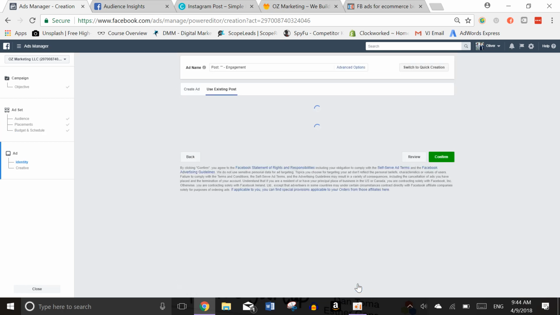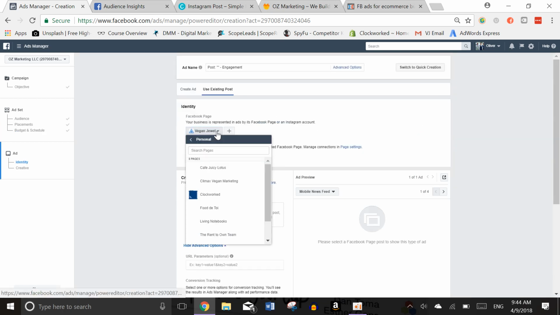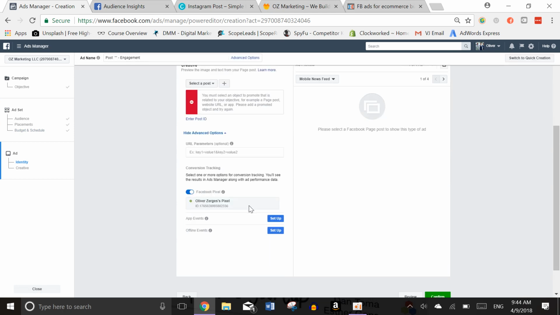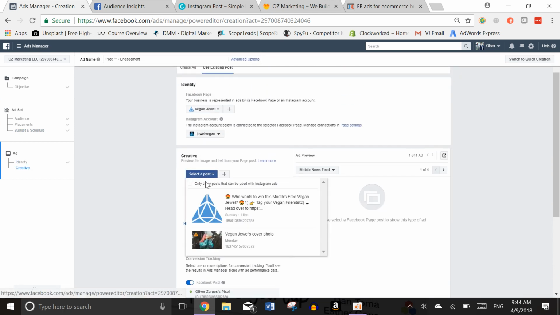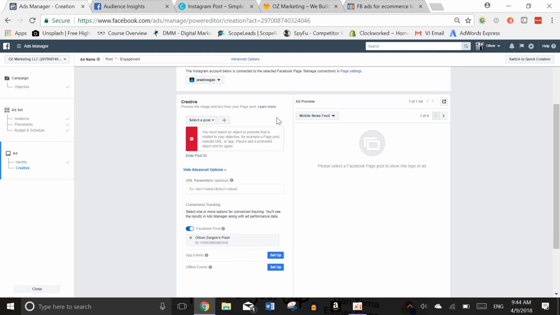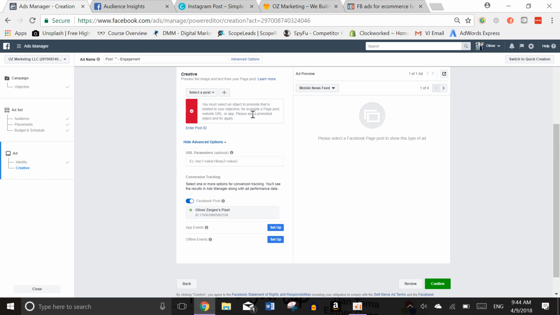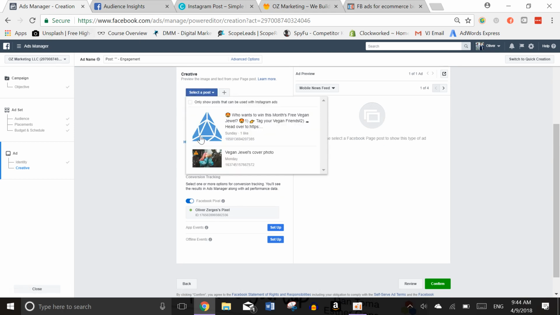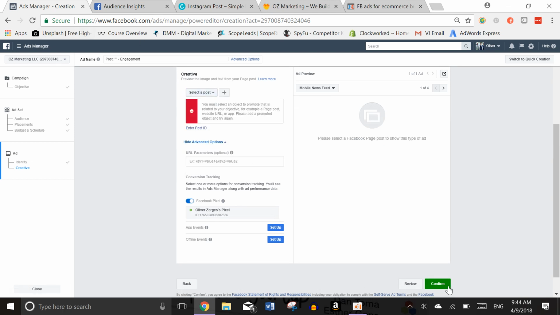Say continue. Perfect. This is going to show you exactly your pages. You want to select a post from your newsfeed. If you haven't already selected the post you want to promote, then go ahead, post it on your feed. It's going to show up directly here. You might have to refresh the tab, but don't worry about that. And then click confirm. Boom, you've got your first ad.